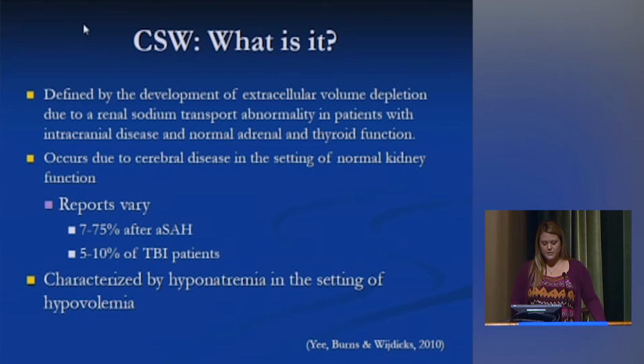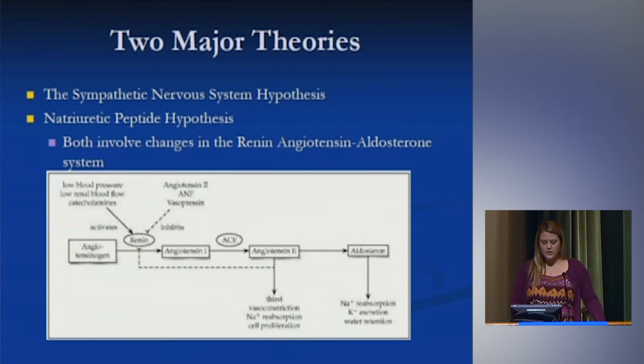It can happen in patients with subarachnoid hemorrhage. It can also happen in patients with TBI as well. There are two major theories behind this: the sympathetic nervous system hypothesis and the natriuretic peptide hypothesis, but they both involve changes in the renin-angiotensin-aldosterone system.